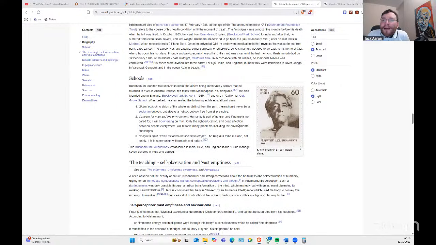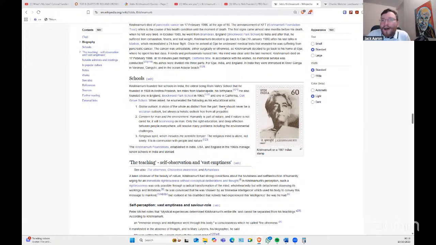He founded five schools. He made the following as his educational aims: a global outlook, a vision of the whole as distinct from the part. Should never be a sectarian outlook, or was a holistic outlook. Yeah, IIs often do this. They often talk about, I am the holistic one. I have transcended all of these sectarian ways of thinking.